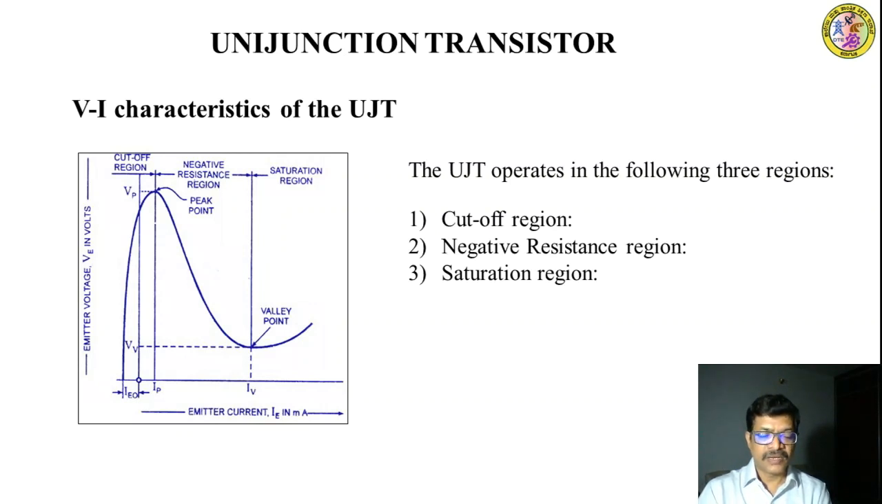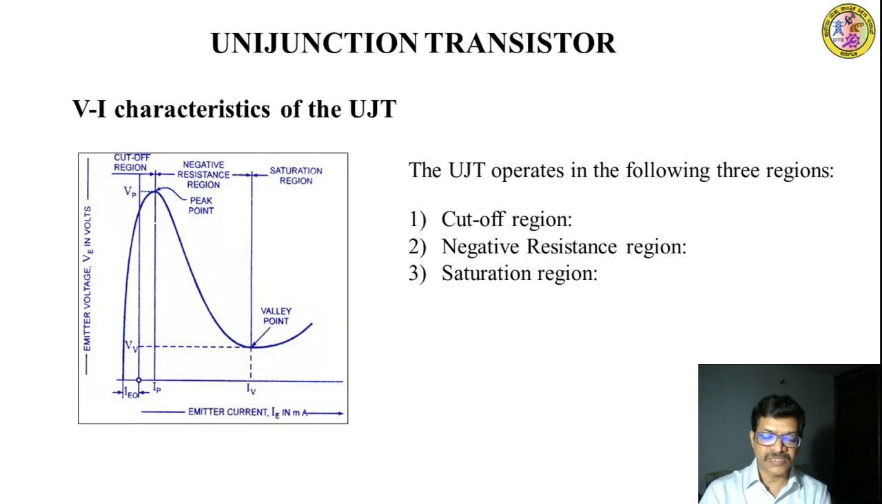Second one, negative resistance region. As emitter voltage VE is further increased, the emitter current slightly increases until the peak point is reached. At peak point, VE is equal to VP, which is equal to eta into VBB plus VD, and the emitter B1 junction becomes forward biased.